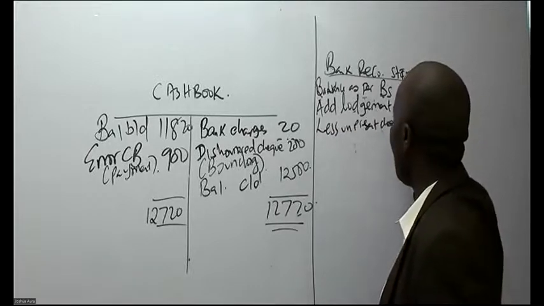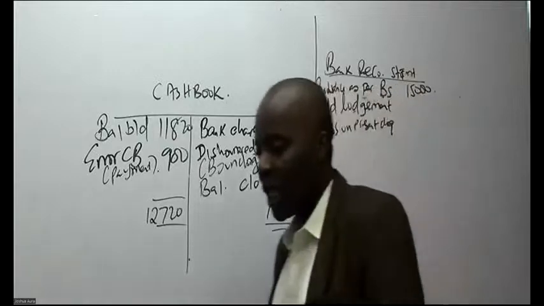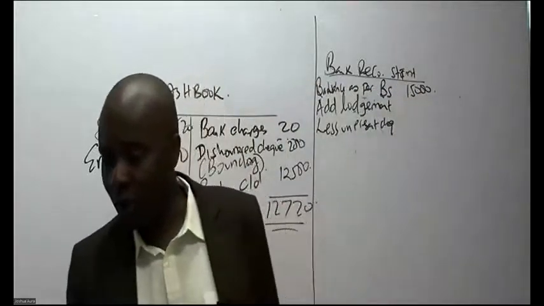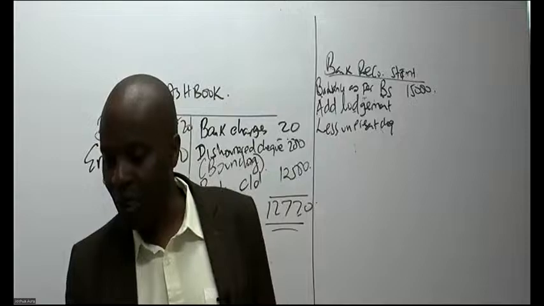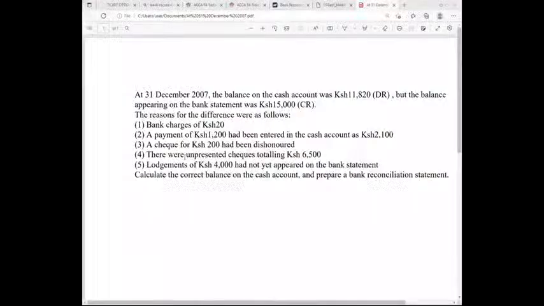Any unpresented checks here. So lodgements, have they given us lodgements, ladies and gentlemen? Let's check here. They've told us, note 5, lodgements were 4,000. And then the unpresented checks that I'm subtracting here, from note number 4, were 6,500. So you're subtracting 6,500.